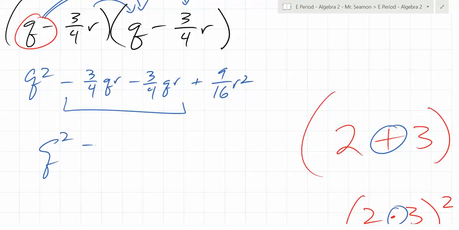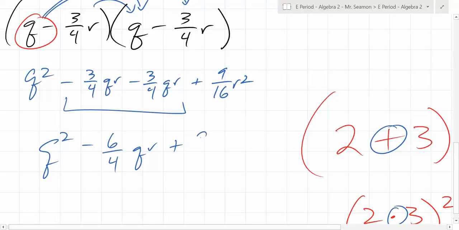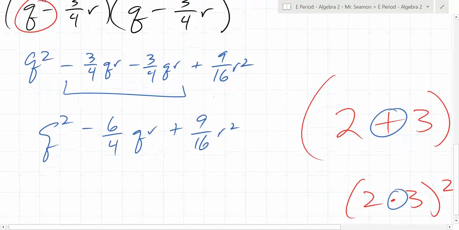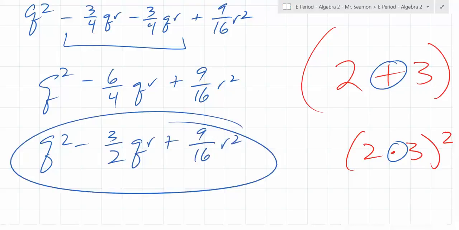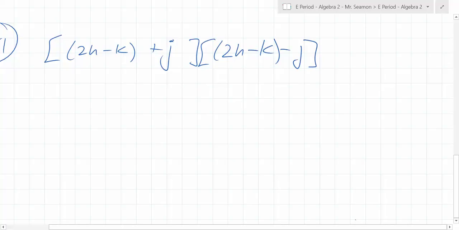Basic fractions, let's get a handle on this. Minus 6 over 4 QR. Thank you. QR plus 9 over 16 r squared. Can we simplify that a little bit? Yeah. It's going to be Q squared minus 3 over 2 QR plus 9 over 16 r squared. Then you'd be done. Looks a little different, right?